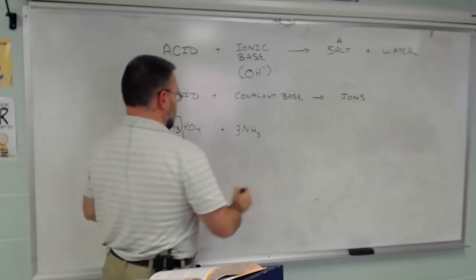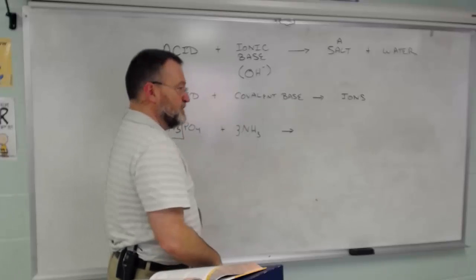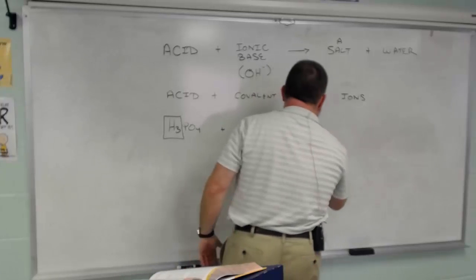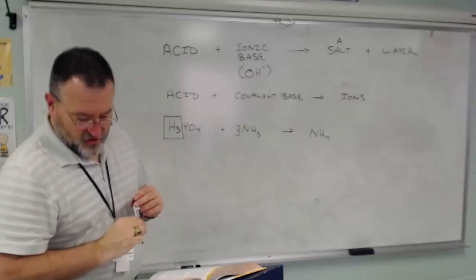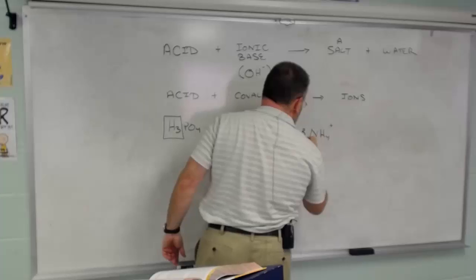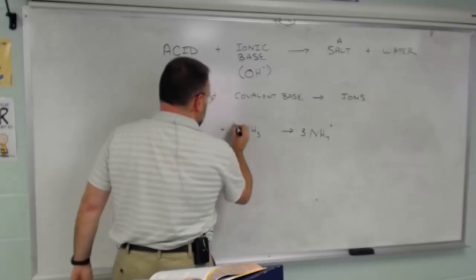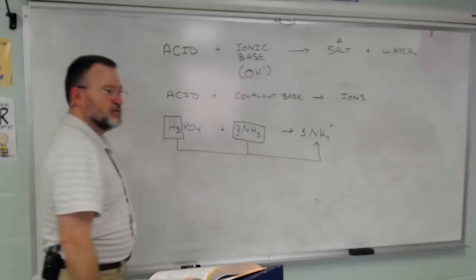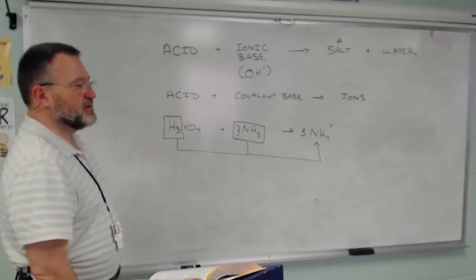Now, what we expect to produce, we take our base and add a hydrogen to it, which means NH3 becomes NH4. Add a hydrogen to it. By adding that hydrogen to it, we started with 3 of them. We take all 3 of them and we just add 1 hydrogen to each one of them. There we go. So this and all of this combine to produce this. What's left over? My PO4, my polyatomic.